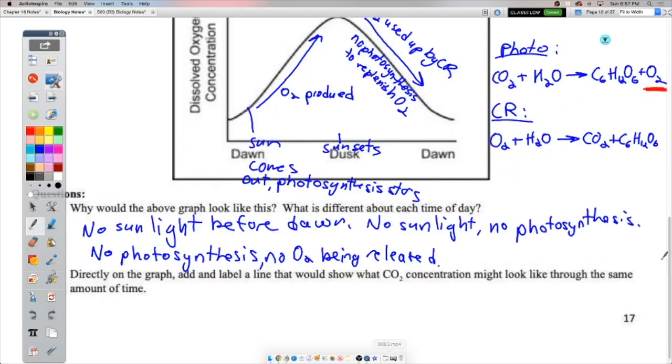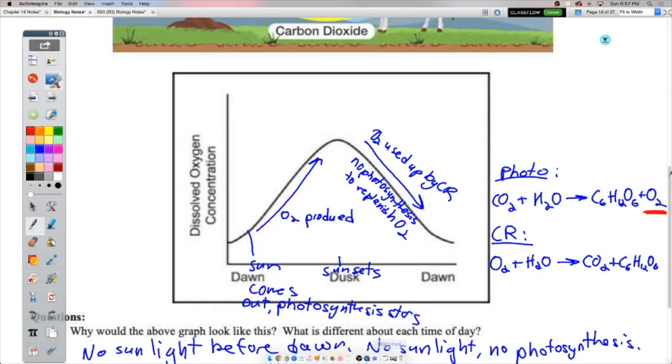Directly on the graph, add and label a line that would show what CO2 concentration might look like through the same amount of time. Okay, so now we have to think. So cellular respiration is going to have an effect, but cellular respiration is happening all the time, no matter what. So it's not like it depends on the time of day, right? So what does photosynthesis do to carbon dioxide? Well, it uses it up, right?